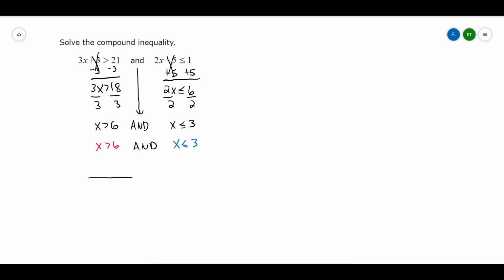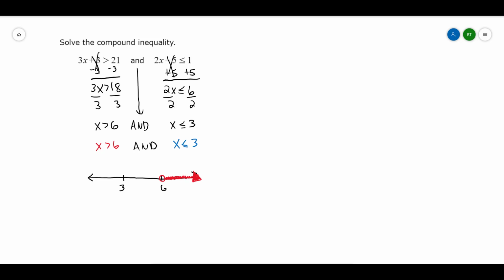So next thing you do, draw your sketch. And I put the small number first, bigger number second. So for the first one, you want to shade all numbers bigger than 6. That means I'm going to put an open dot because I'm not including the 6. I want numbers bigger than, not including it. Bigger than will be to the right, so I shade to the right. Put a solid arrow to indicate it keeps going forever.